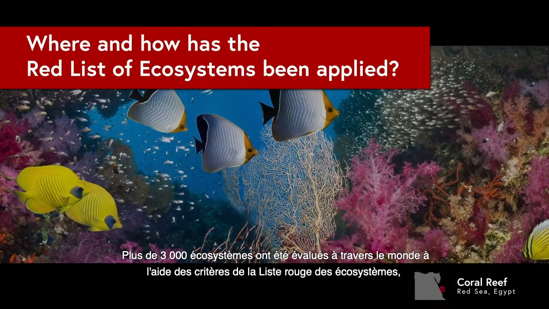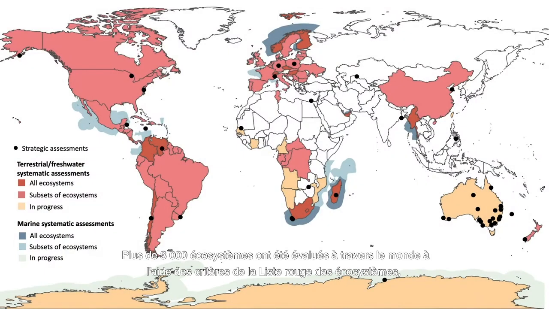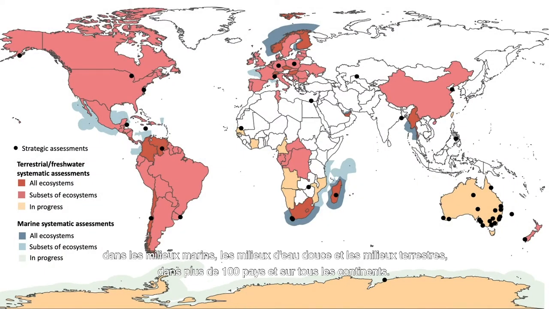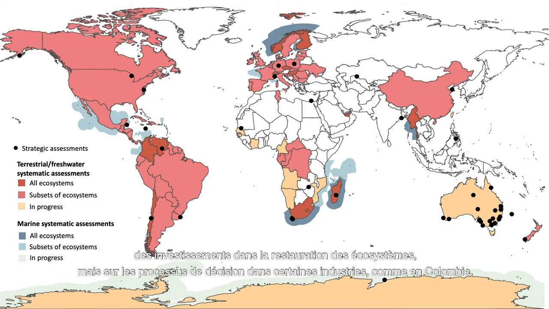More than 3,000 ecosystems have been assessed worldwide using the Red List of Ecosystems criteria across marine, freshwater and terrestrial realms in over 100 countries and on all continents. There's been uptake by governments, non-government organisations, industry and the community, and this has led to impacts such as government regulation and protection of ecosystems, investment in restoration and industry decision-making, for example in Colombia.